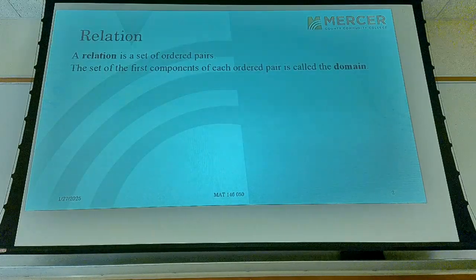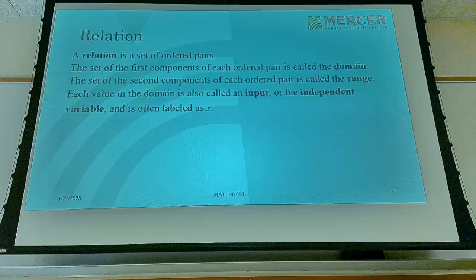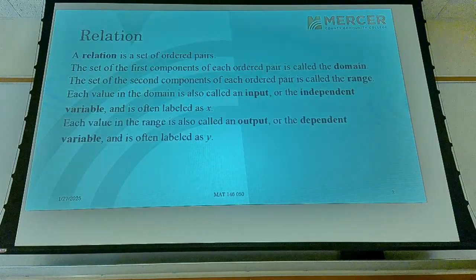If you look at all the ordered pairs, the set of all the first components is called the domain of your relation. The set of all the second components is your range. So domain values are also called the input values or your independent variable, whereas the elements of the range are the output or your dependent variable.